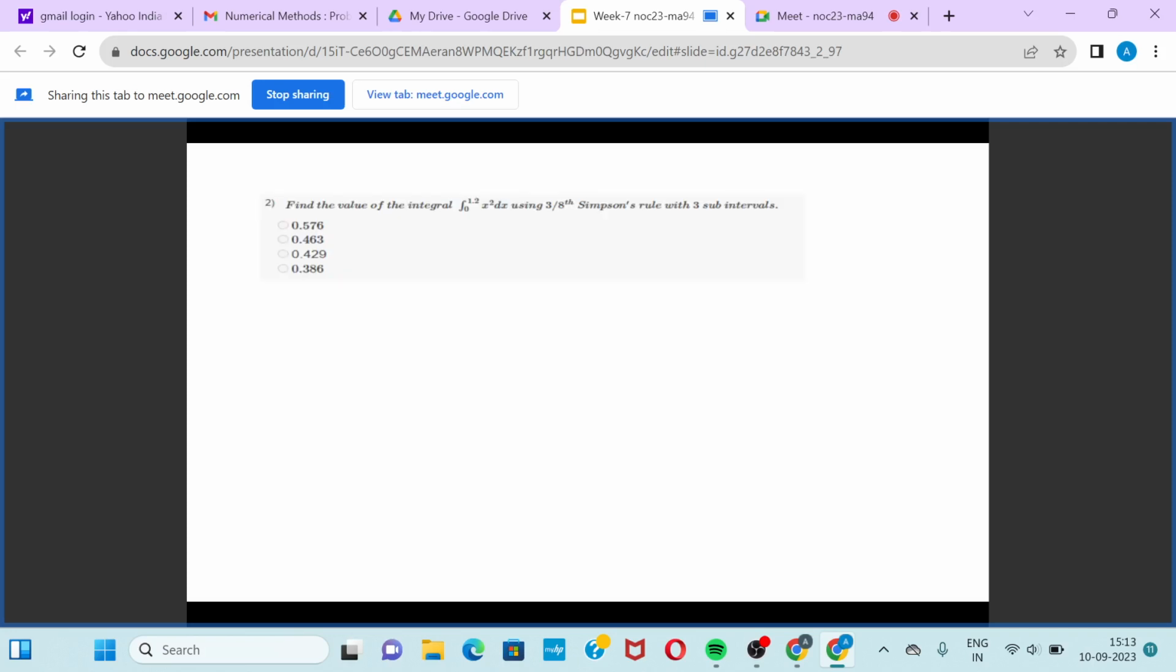So question number 2 is, find the value of the integral from 0 to 1.2 of x square dx using 3/8 Simpson's rule with 3 subintervals. So you have to take 3 subintervals and calculate this integral using 3/8 Simpson's rule. So proceed. Check whether it is 0.57 or 0.46 or 0.42 or 0.38.